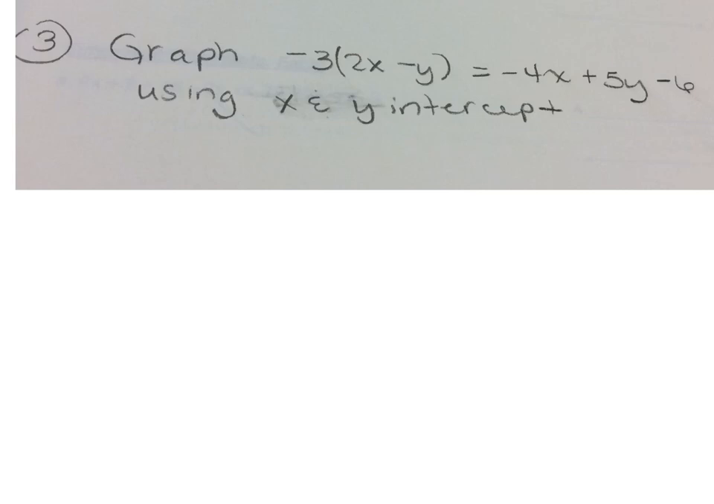Okay, so number 3: graph negative 3 times quantity 2x minus y equals negative 4x plus 5y minus 6 using the x and y intercepts. Okay, go ahead and pause the video, do the work, go ahead and graph it, and we'll check our answers together.